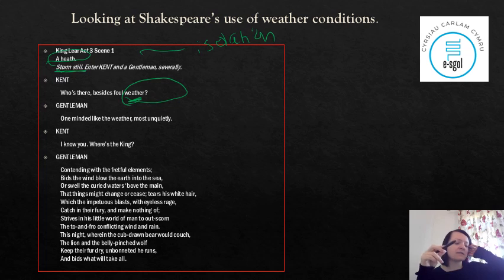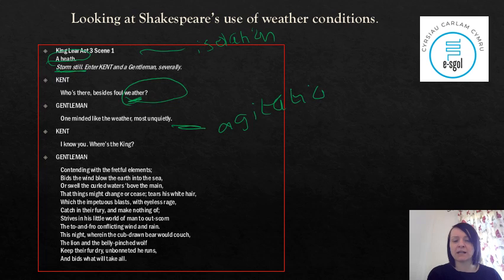And then we get a sense, so the gentleman's response, one-minded like the weather, as in the weather's got one intent and one intent only, most unquietly, which is to disturb. Okay, and the adverb choice here shows this sense of turbulence, with the unquietly, so a sense of turbulence and like agitation almost as well, okay? So a real sense of mood and atmosphere being presented just through their discussion of the weather, okay?